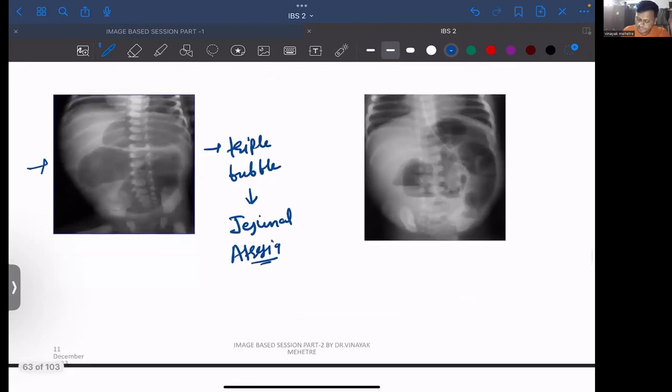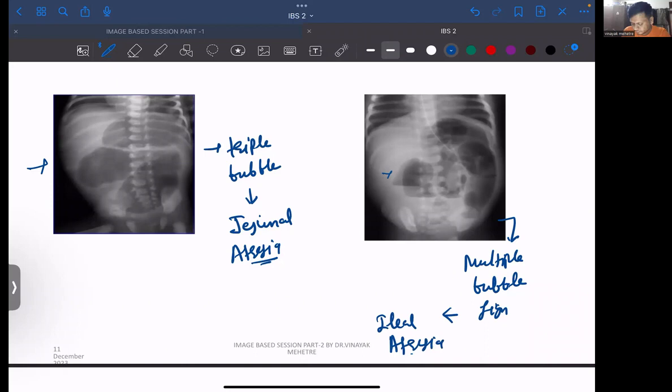Okay, now over here you are seeing more than 3 bubbles, that is called as multiple bubble sign. It is seen in ileal atresia.